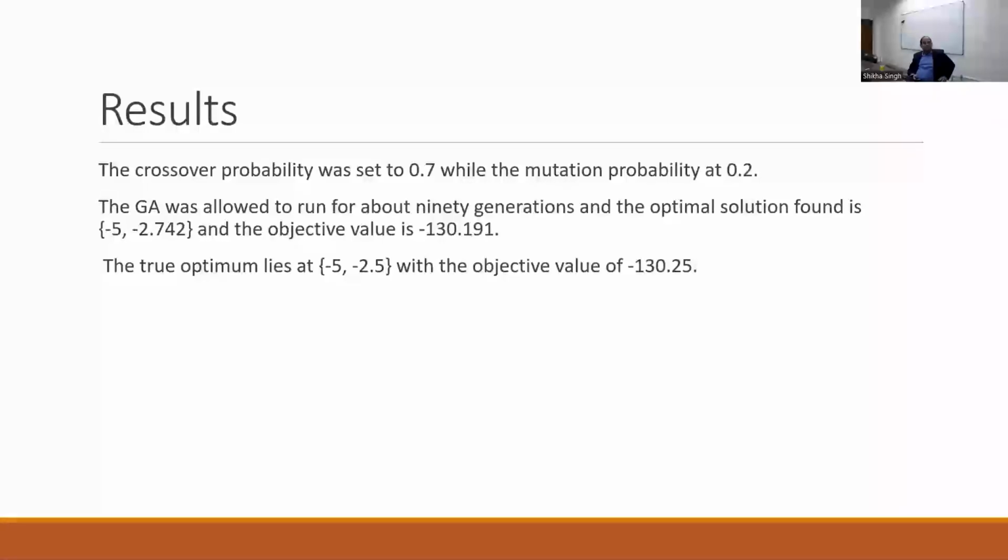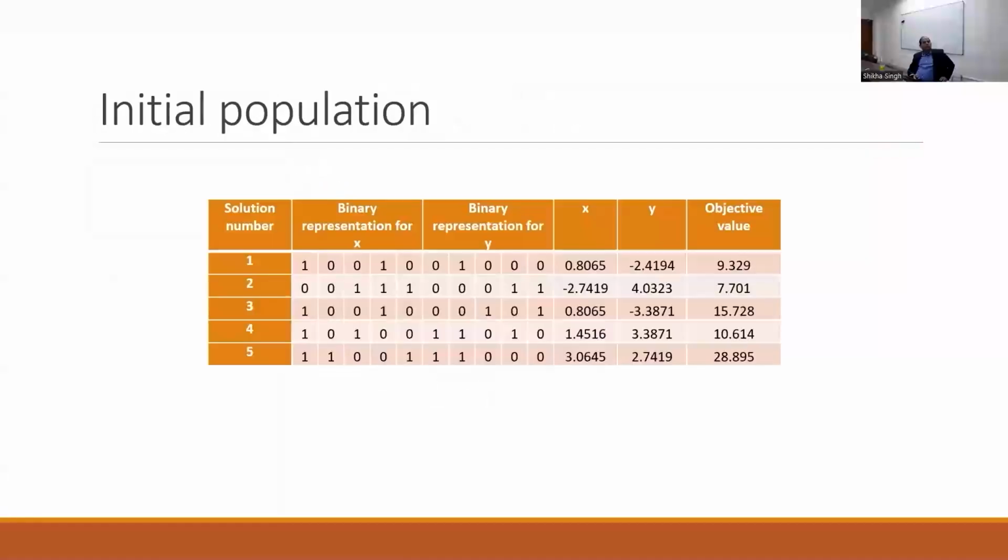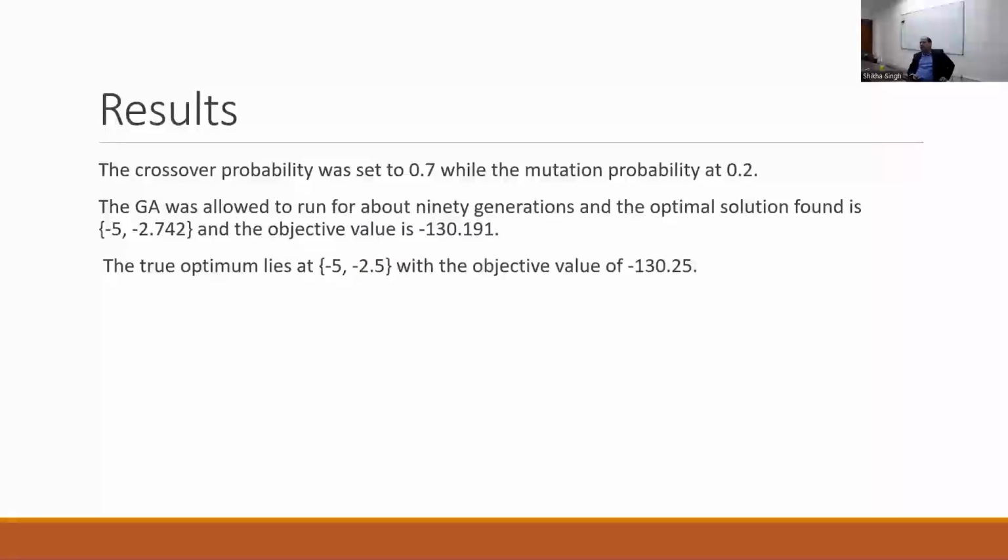We ran it for 90 generations, and the optimal solution was -5, -2.742, and the objective value is -130.19. Just to compare this with a randomly generated solution, we had 7, and then we got to -130. So we made a substantial improvement in the optimal solution, the objective function, so that's good.